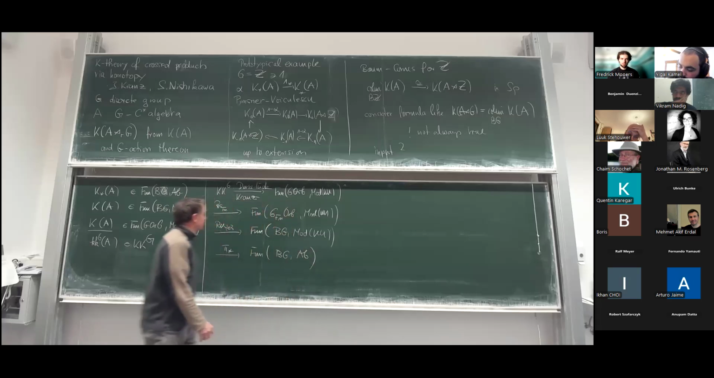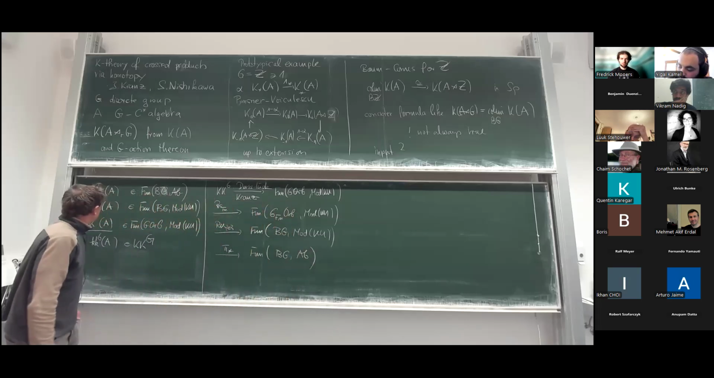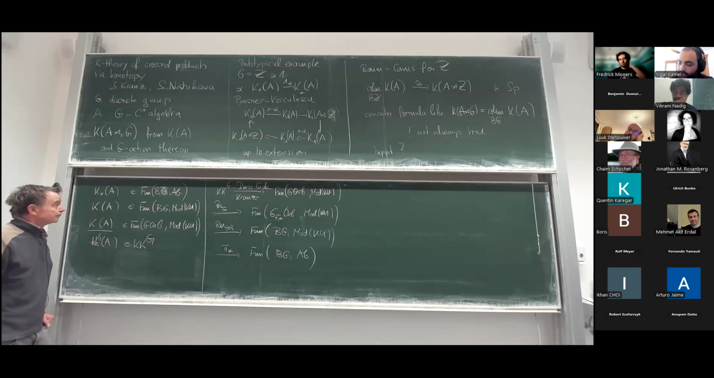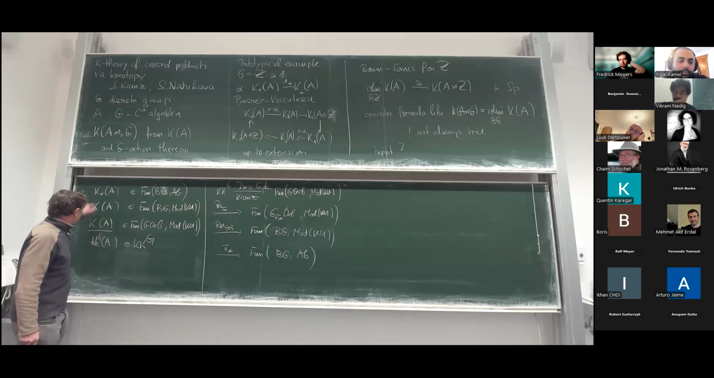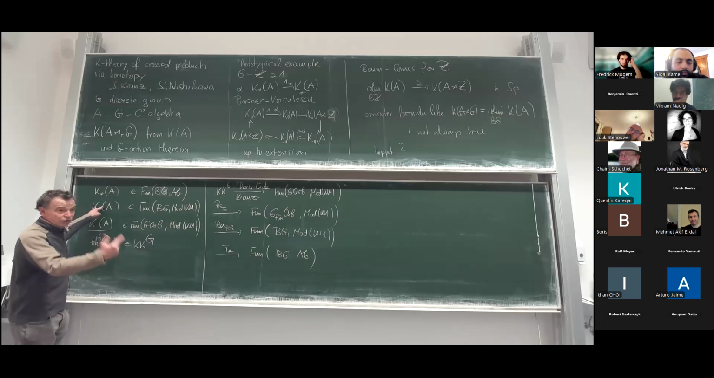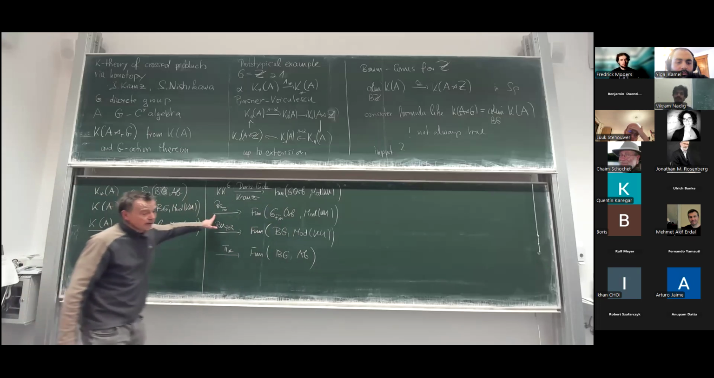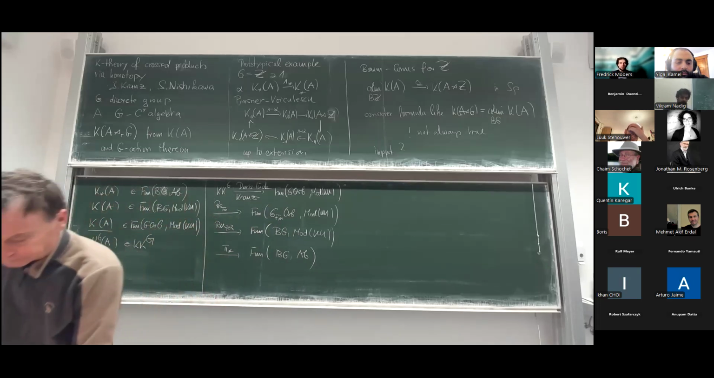So I think everything should be clear, except this Davis-Lück thing, which goes from here to here. From here to here is just the restriction in the functor in the domain category, and from here to here is taking homotopy groups. Okay, let me explain this Davis-Lück thing.